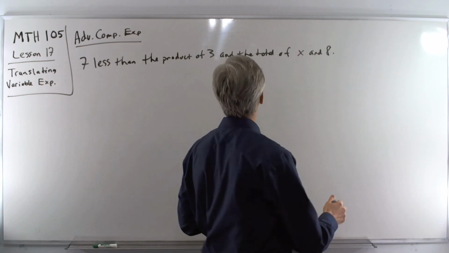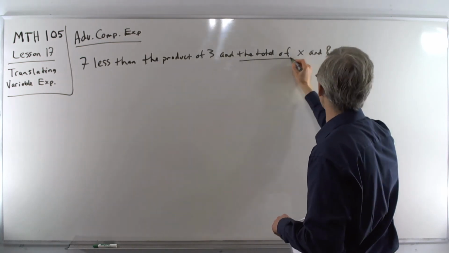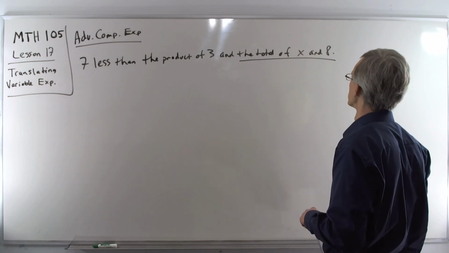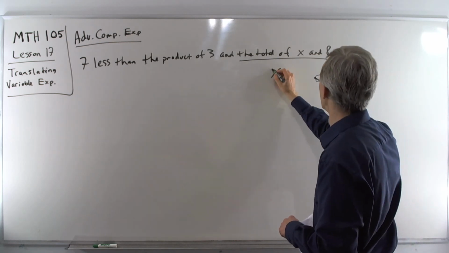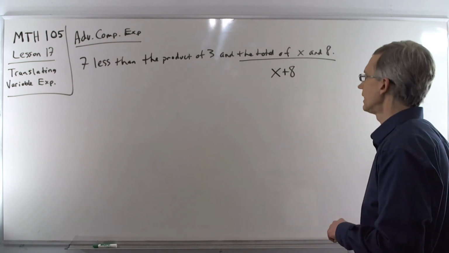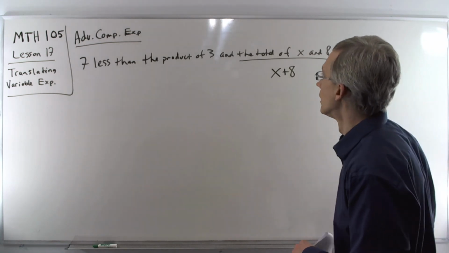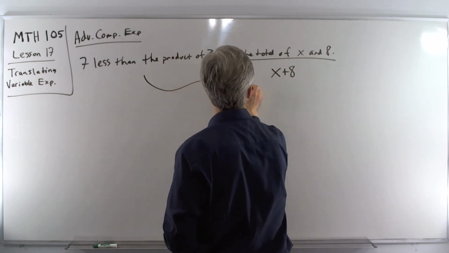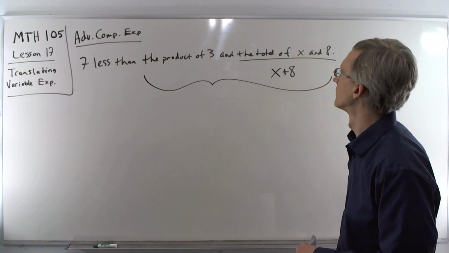So let's go all the way over to the end, and we'll start with the total of x and 8. There's one operation, two numbers and or variables. Total is addition. So we'll start by translating that into x plus 8. All right, next up, we're going to go over to the next operation and start here. Now we'll do this part.